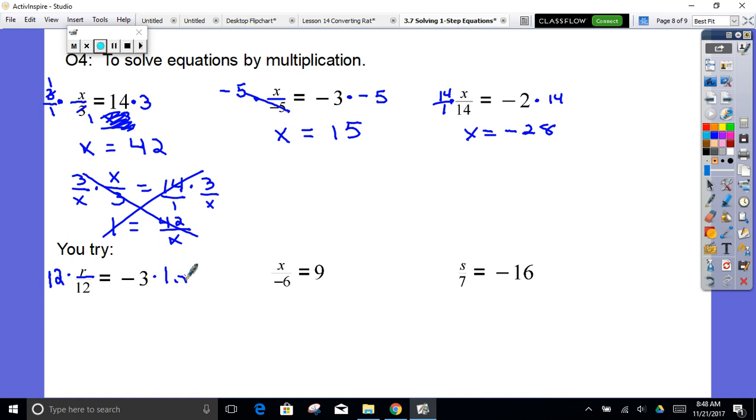Okay. Hit the back button. Okay. There you go. Good. That says negative 36. Just to make sure you can see it.